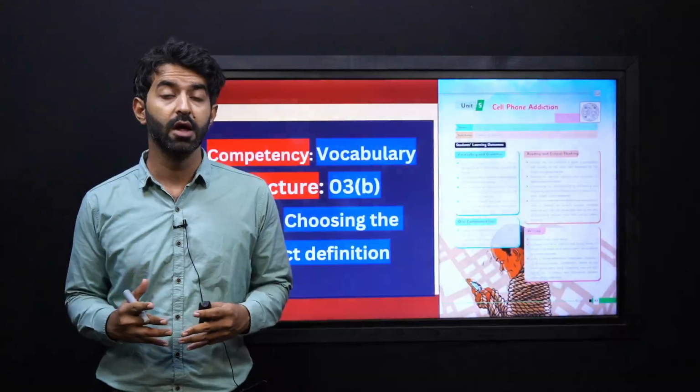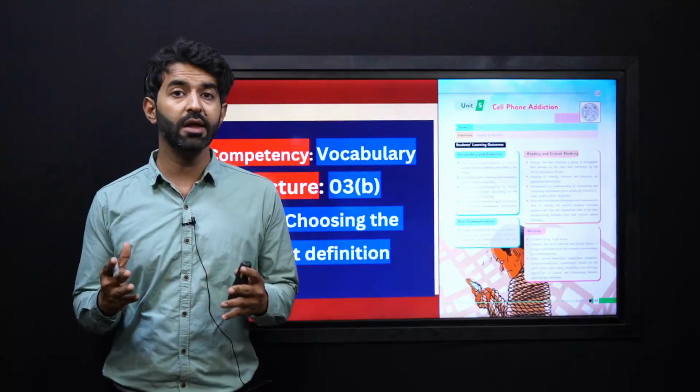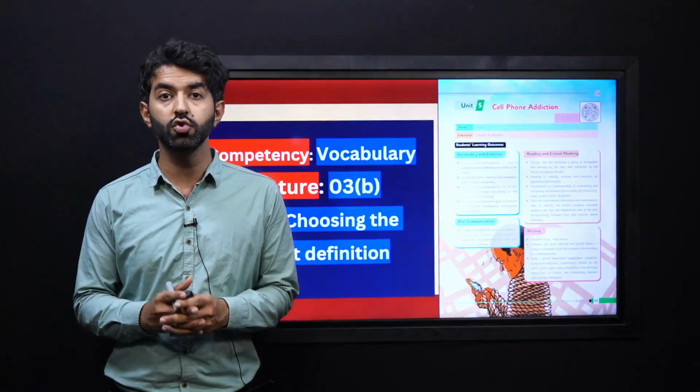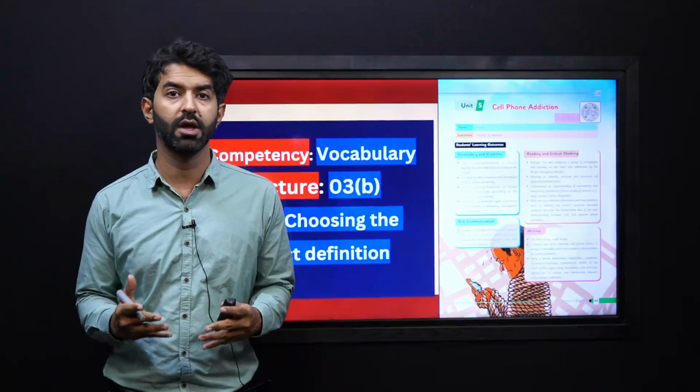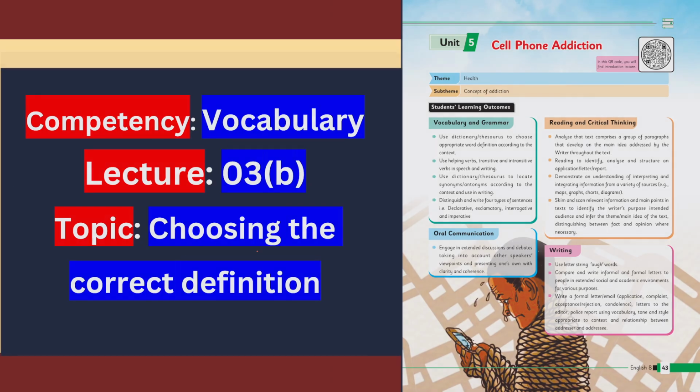Now let's quickly run over our students' learning outcome, break it down to see what we are supposed to do in today's video lesson and how we can achieve it. So this is from the competency of vocabulary. Our lecture number 3B will be about choosing the right and correct definition from the dictionary of any unfamiliar word.